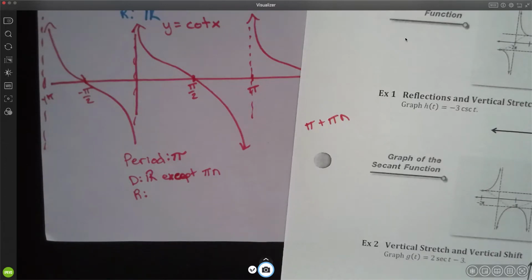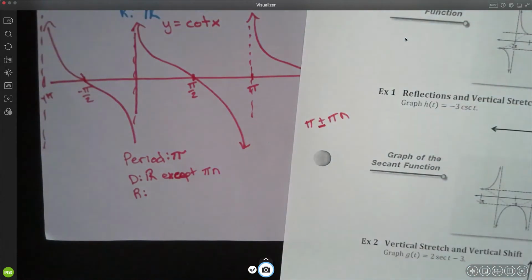N can be negative. So n can be negative 1, right? And then we would get this just back to pi plus pi n. So pi plus pi n will be the same thing as just pi n, right? So if you choose to go off of this guy and say it's every pi n later, that's fine. If you plug 0 in for n, you get 0. It's still pi.